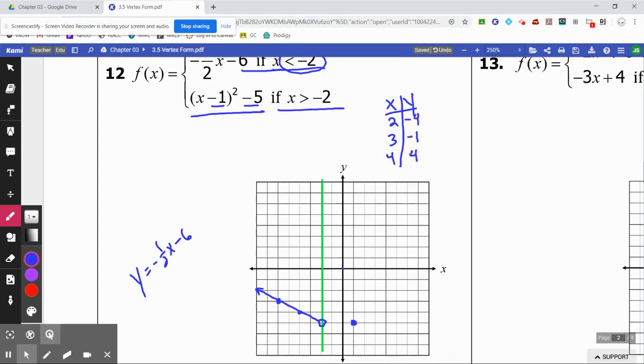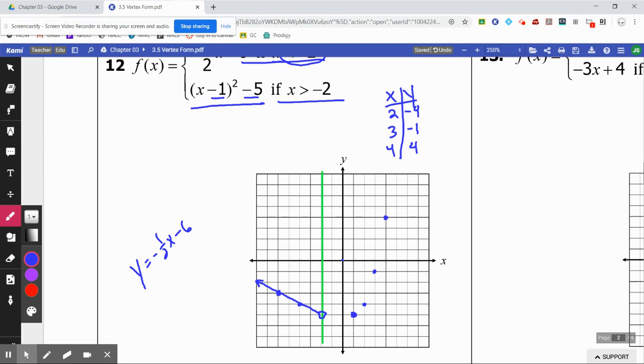And now let's plot those points. When I plugged in 2, I got -4. When I plugged in 3, I got -1. And when I plugged in 4, I got 1, 2, 3, 4. And again, if we use our axis of symmetry, we can mirror to the other side as well. So there's one going to be there. There's going to be a point here, and there's going to be a point here.